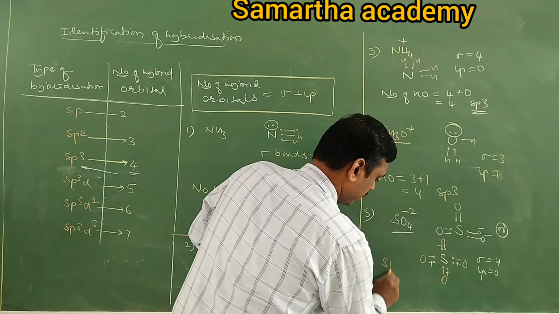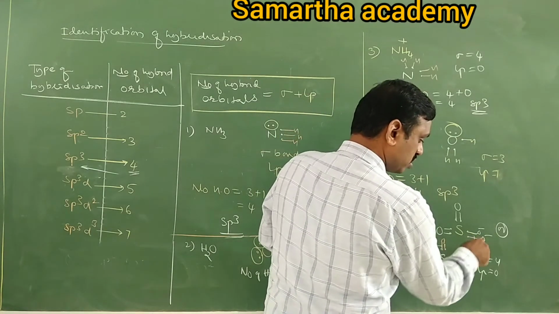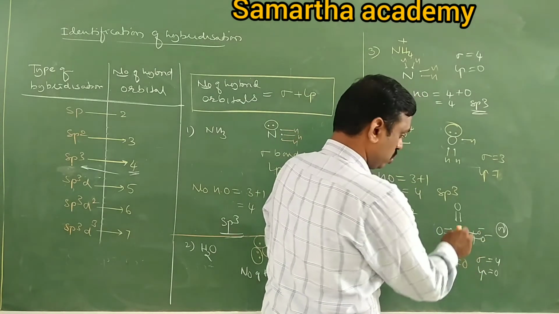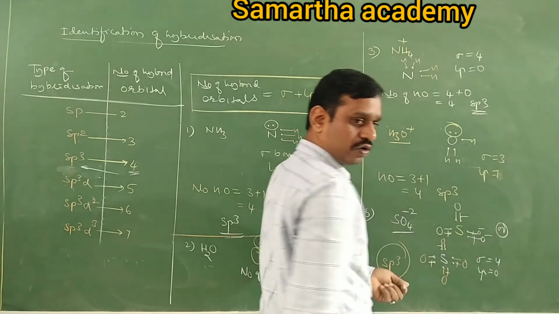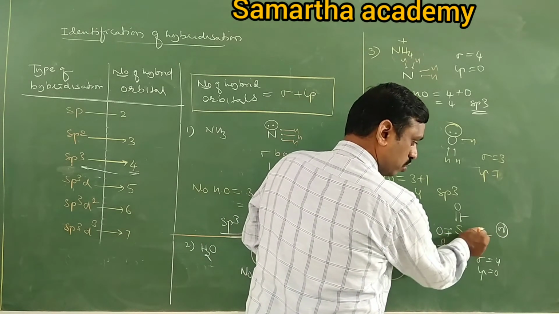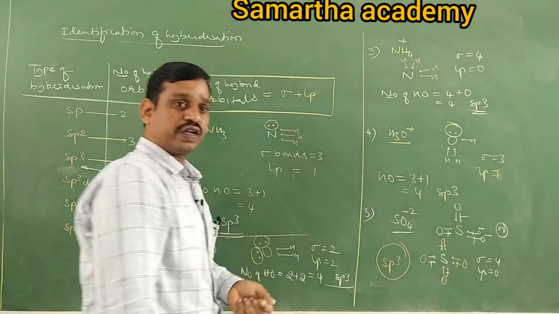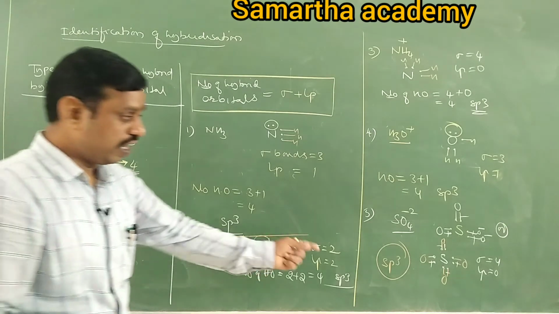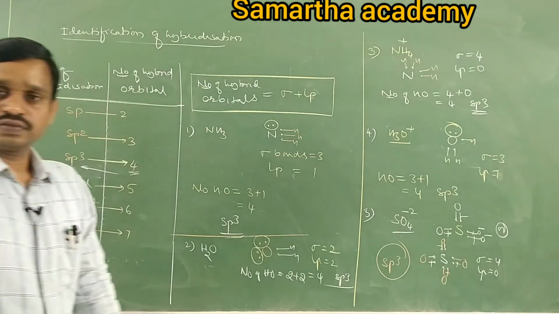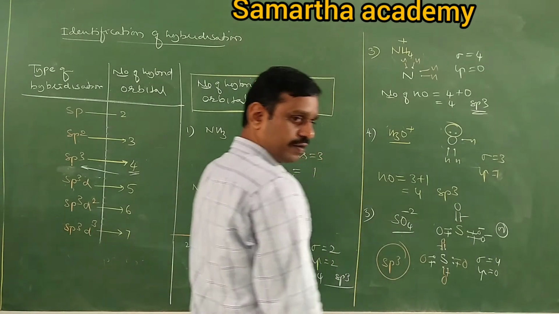Again it is sp3. Here also same. Sigma bonds. This is 1 sigma. 2, 3, 4. No lone pair. So there is no lone pair on sulfur. You don't see this lone pair. Lone pair must be on the central atom because we are calculating the hybridization of the central atom, not oxygen. Okay, whichever you feel is easy, you can go. You can follow that method.